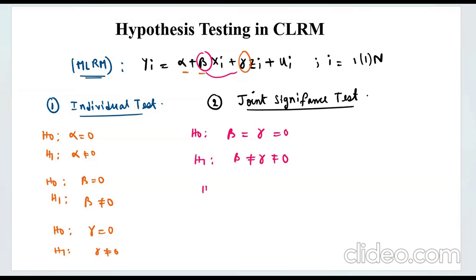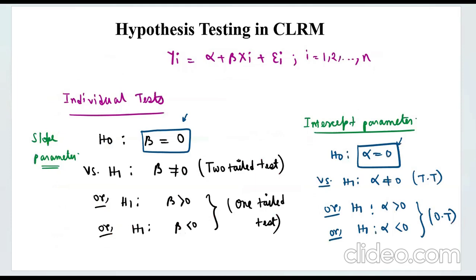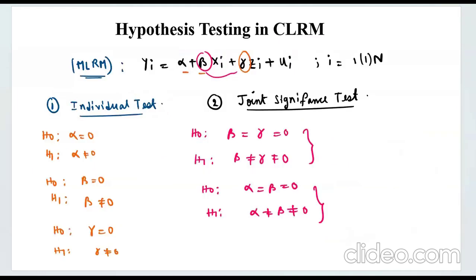In a similar way, you can define other things as well. Alpha equals to beta equals to 0. Alternative could be alpha not equals to beta not equals to 0. Right? So these tests can also be performed. So what I have done is that I have given you the distinction of hypothesis testing in the CLRM and MLRM models. In CLRM, since you have only two parameters, you can conduct only an individual test and not a joint test. But in case of the MLRM model, you can conduct both the individual test and a joint test, right?